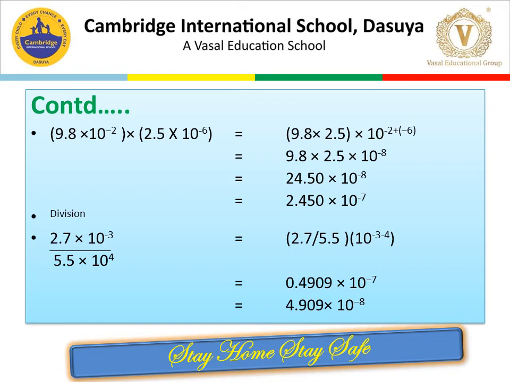And when we divide 2.7 by 5.5, the answer comes out to be 0.4909 into 10 power minus 3 minus 4, which is minus 7, and in scientific notation it can be written as 4.909 into 10 power minus 8, since we have shifted the decimal place to the right. So what will happen? We will subtract 1 from the power, and it becomes 10 power minus 8.